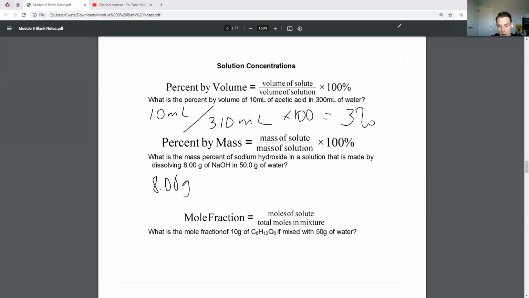1 gram per milliliter. And it's not like the water now weighs more. The solution doesn't weigh more now. So we're going to just do the 50 grams here. Again, multiply by 100, and this will give me 16%. Okay, so it's important to note that volumes are additive, but masses are not.